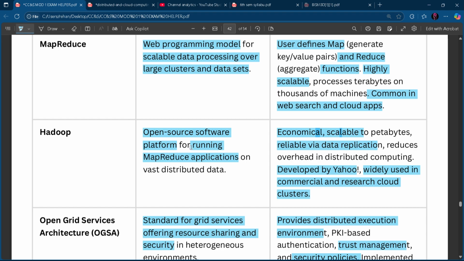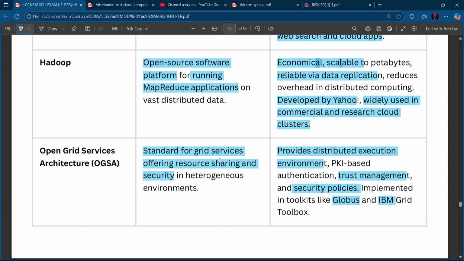Open source software platform for running MapReduce applications. Hadoop is for running these open source MapReduce applications. Economical, scalable to petabytes, very big. Reliable via data replication, in the sense it replicates the data so that even if there is a failure, nothing is lost. You already have a copy of it. It's just like you're using it to test something.